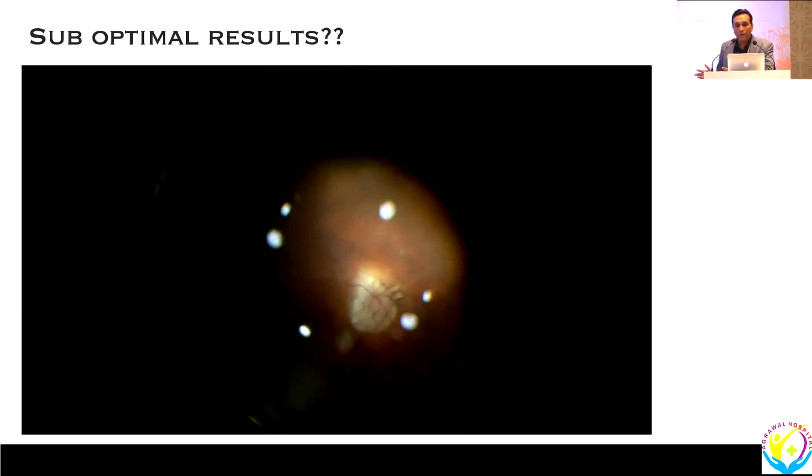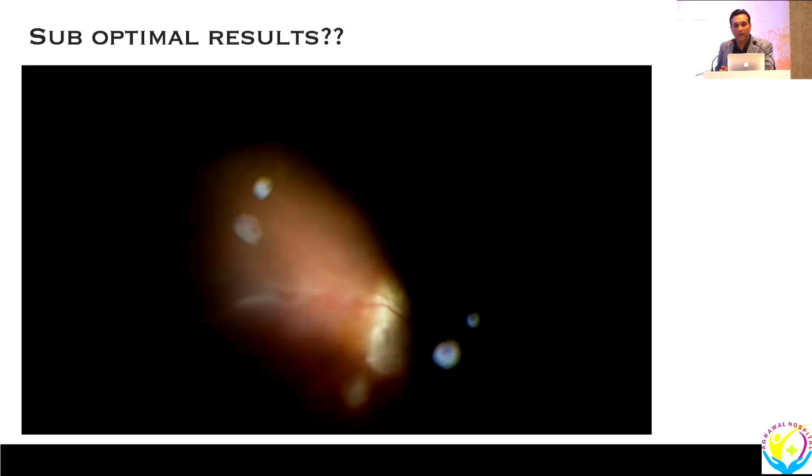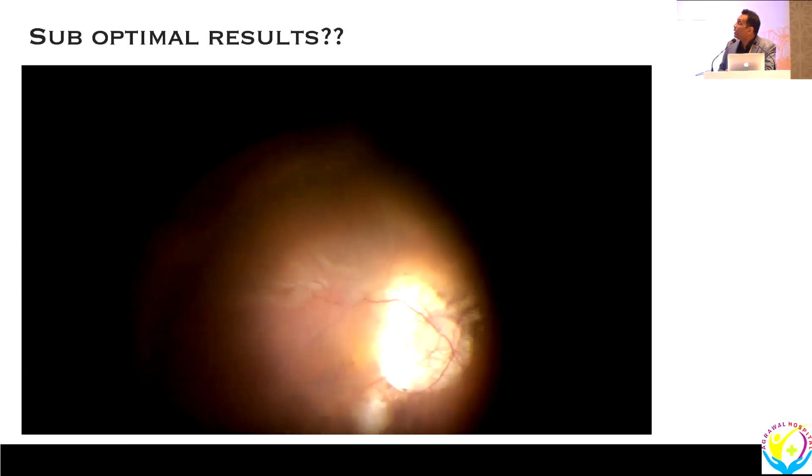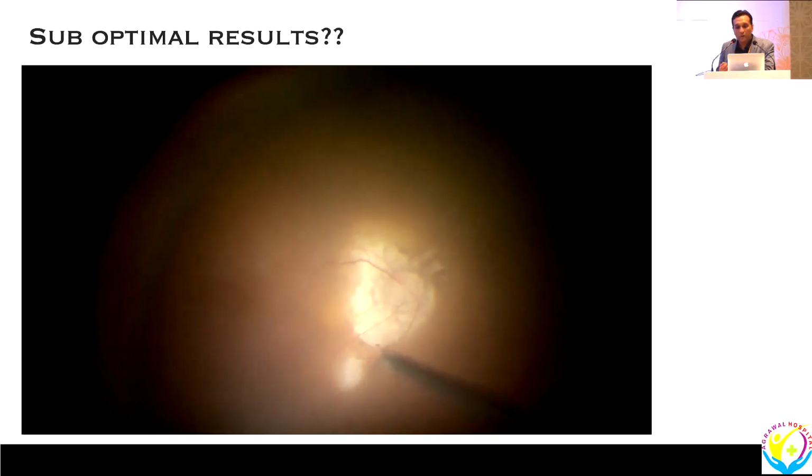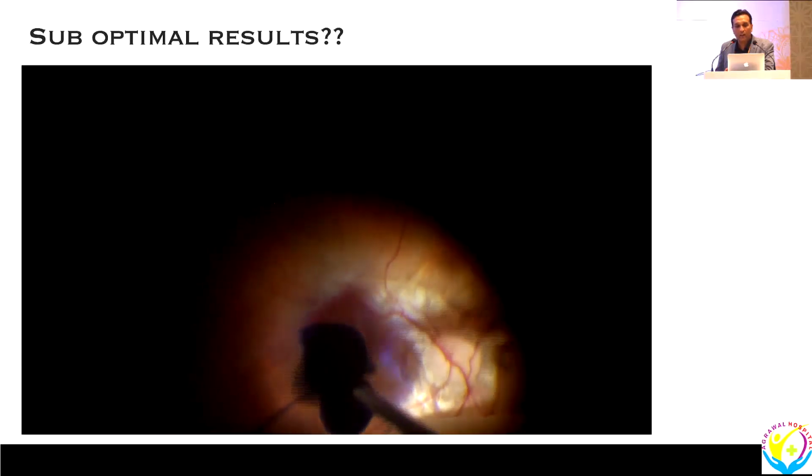But in spite of all this, we know that these are complicated cases, and there are suboptimal results in these patients. And this is one of the cases operated somewhere else. Just because of incomplete hyaloid removal and incomplete dissection, there was a recurrent hole, late reopening of the hole, and a re-RD. And we stained that with the trypan blue, and we did the resurgery.